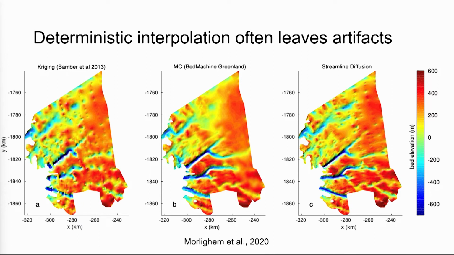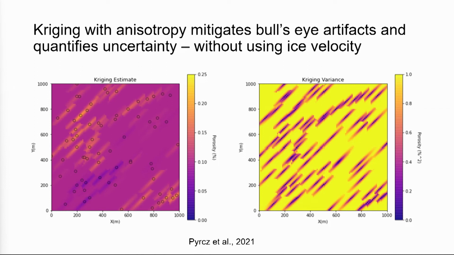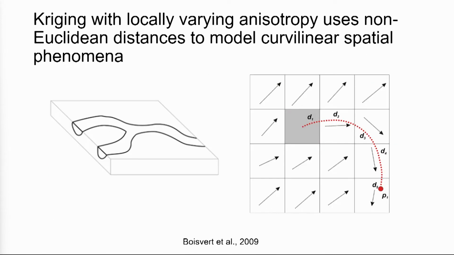Thankfully, I think there are ways that we can maintain some of that continuity while still using kriging. Kriging with anisotropy can be used to maintain some of the continuity in geologic phenomena. However, it usually assumes that the direction of anisotropy is constant, which doesn't really apply here. We can do kriging with locally varying anisotropy by using non-Euclidean distances to quantify our spatial relationships. So that can be one way to deal with these more complex channel features.